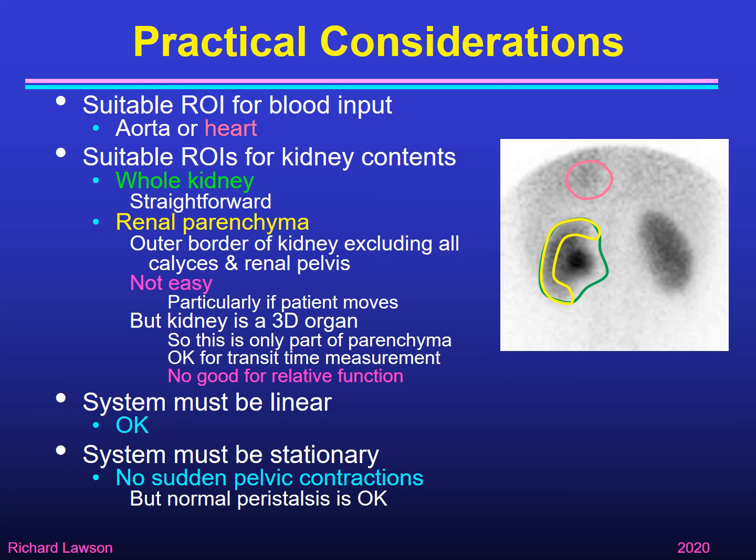However, normal peristalsis is okay because it occurs rapidly enough to be averaged out within the time frames of the normal renogram, and so it's not going to affect that condition of stationarity. However, one other problem is that we can't give Frusemide. Frusemide is a diuretic which greatly increases the urine flow, and so clearly that changes the condition over time. So if we give Frusemide during the renogram, we can't use deconvolution at any time after we've given Frusemide, because it would violate this condition that the system must be stationary.